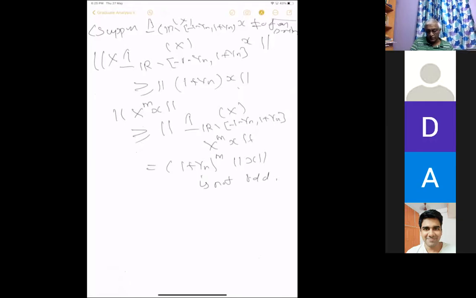And we assume that this is not equal to 0, and x is also not equal to 0. So this is this, but then this sequence (1 plus 1 by n) power m is unbounded in m, right? So our x power mx is unbounded, which contradicts the 3 implies.